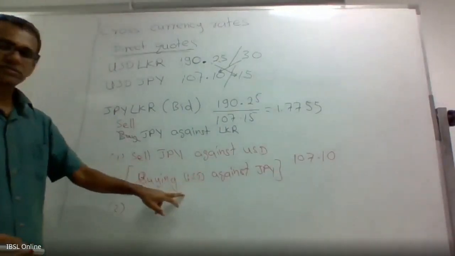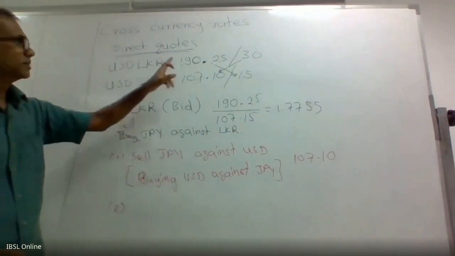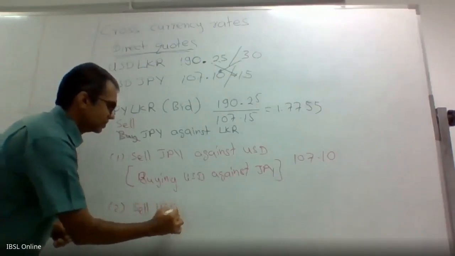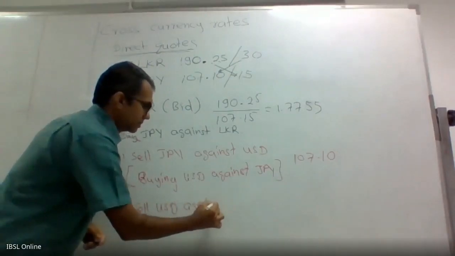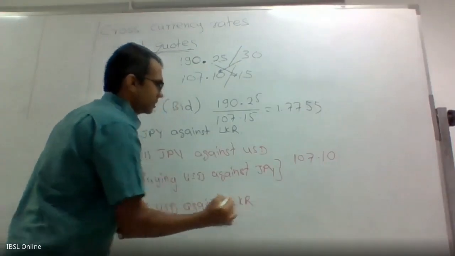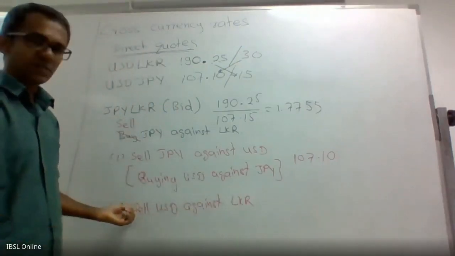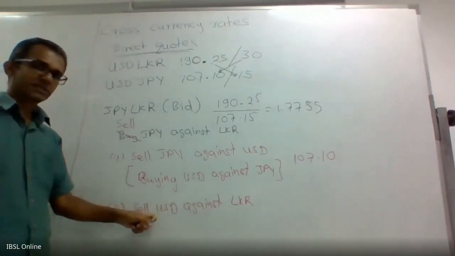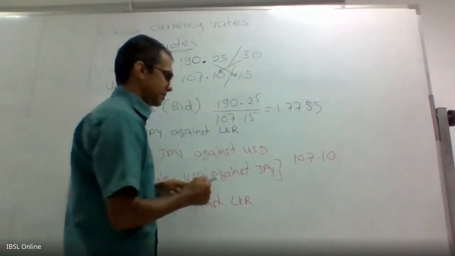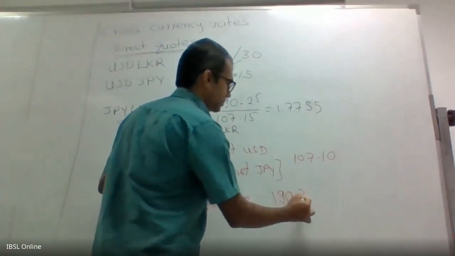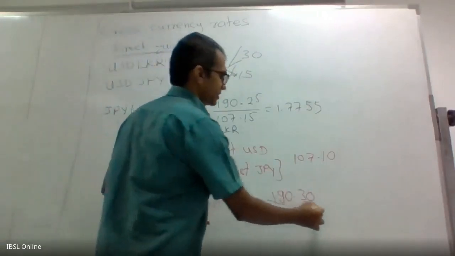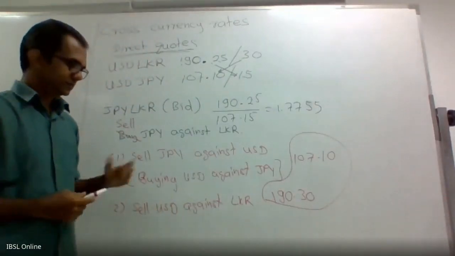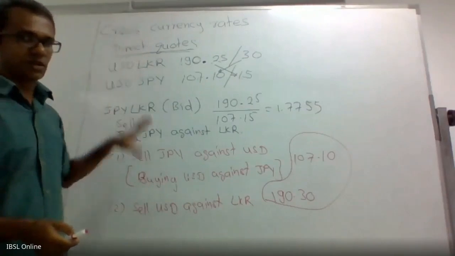The dollars that you bought, you sell those dollars to buy rupees. Sell USD against LKR. As a market maker, at what rate will you sell base currency? At the offer rate. So 190. These are the two exchange rates applicable here to calculate the cross rate. Two direct quotes to calculate the cross rates.